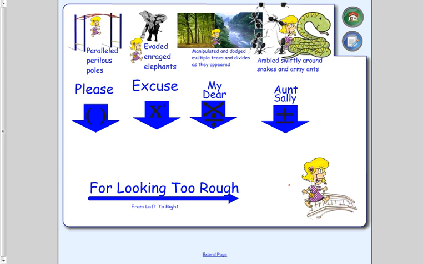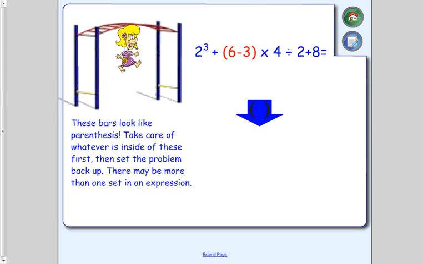All right, so there again we see, please excuse my dear Aunt Sally. She's going to walk us through this problem right here. All right, so these bars look like parentheses. Take care of whatever is inside of these first, then set the problem back up. There may be more than one set in an expression. So what we're going to be doing is as we go through each step, this one would be P for parentheses, we are going to solve that and then rewrite the problem. So I'm going to bring this down. So would you go ahead in your practice problem section of your notes, write down this problem because you're going to do this with me.